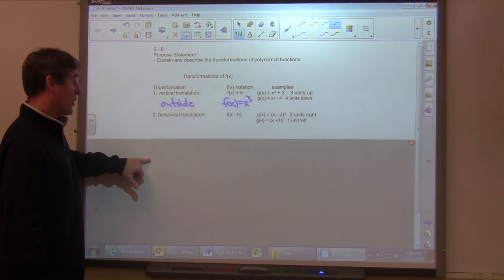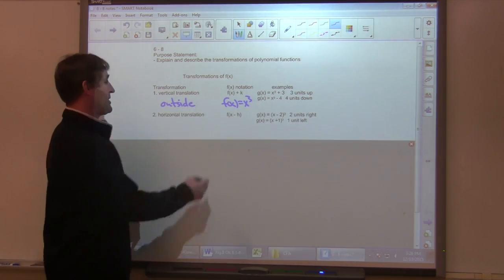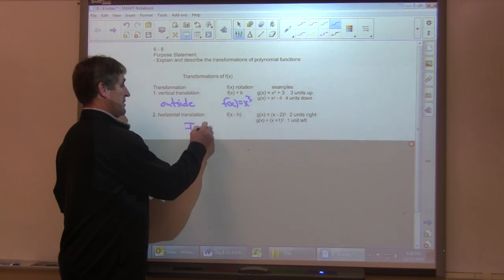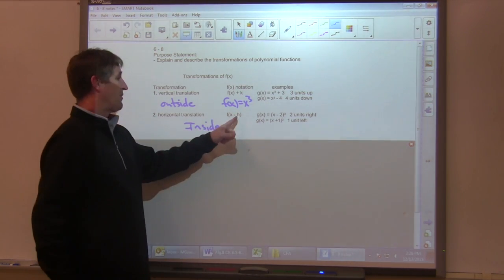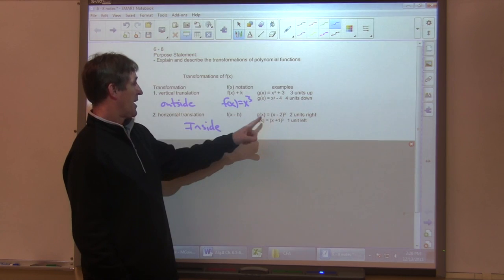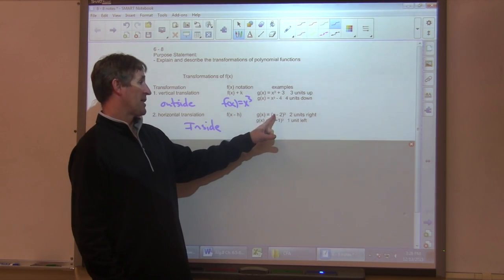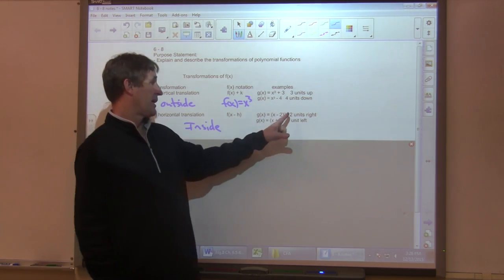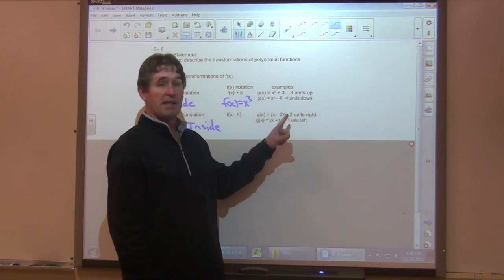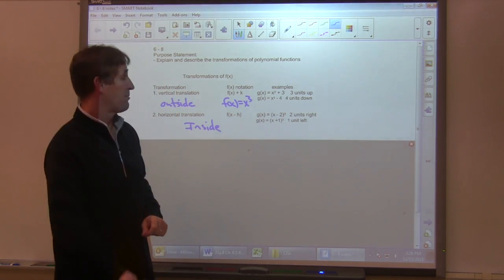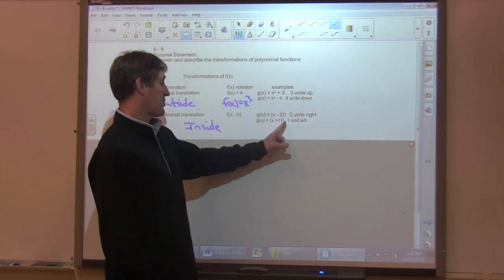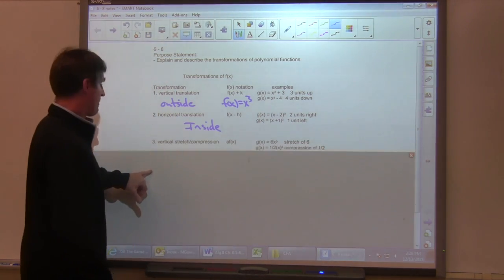Whereas if it's a horizontal translation, then it happens inside, and it's always the inverse of what it says. So again, with our x cubed, if it says x minus 2 cubed, then it's 2 units to the right because it's the inverse of what it says, so the inverse of minus 2 is plus 2. If it says plus 1, then it's 1 unit left.